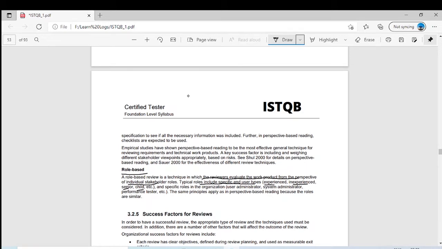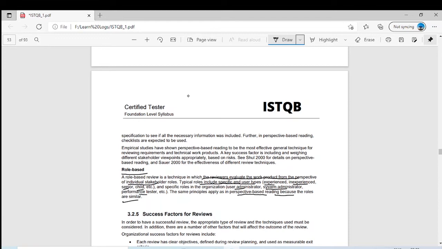And if you are making a dedicated app for an organization, then there could be roles, for example user administrator, system administrator, performance tester. A common user has limited rights, while the user administrator or the system administrator has higher rights. So different kinds of roles could be assigned. The same simple principle applies as in perspective-based reading because the roles are similar. So role-based, now you understand.